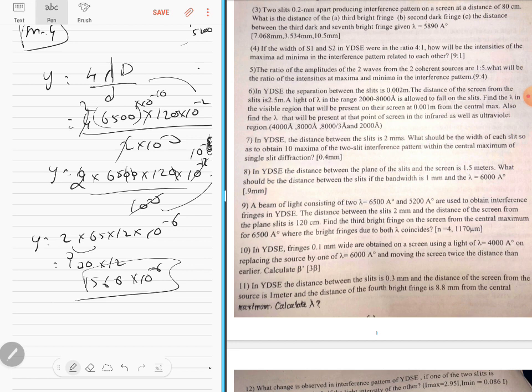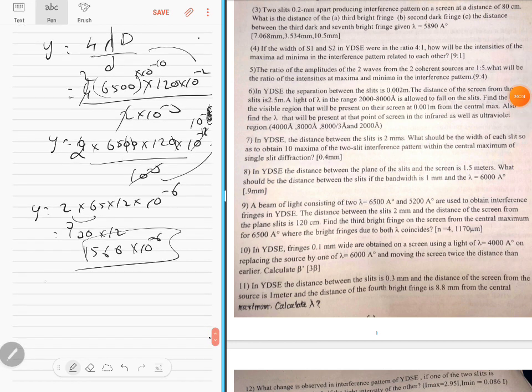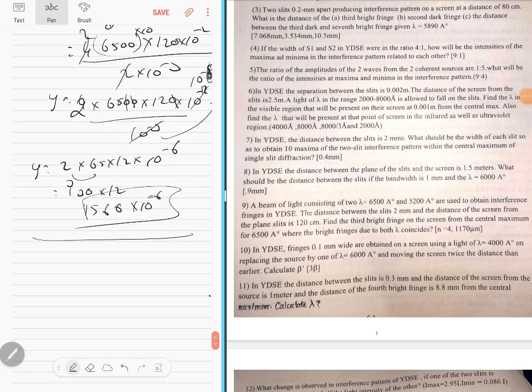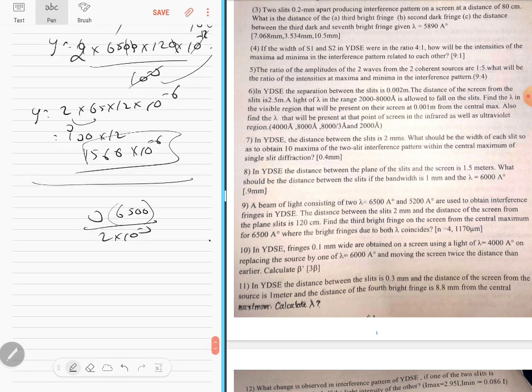I understand that. Okay, let me read the question slowly. Let me approach the sum differently. They have given the third bright fringe from the central maxima for 6500. So 3 into lambda into capital D by small d, where lambda into capital D by small d is 2 into 10 to the power minus 3. Let's calculate this value. I don't know what else to do.